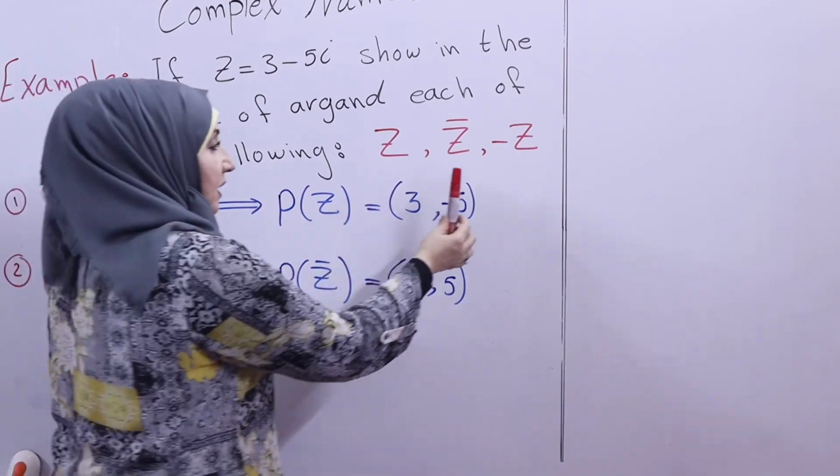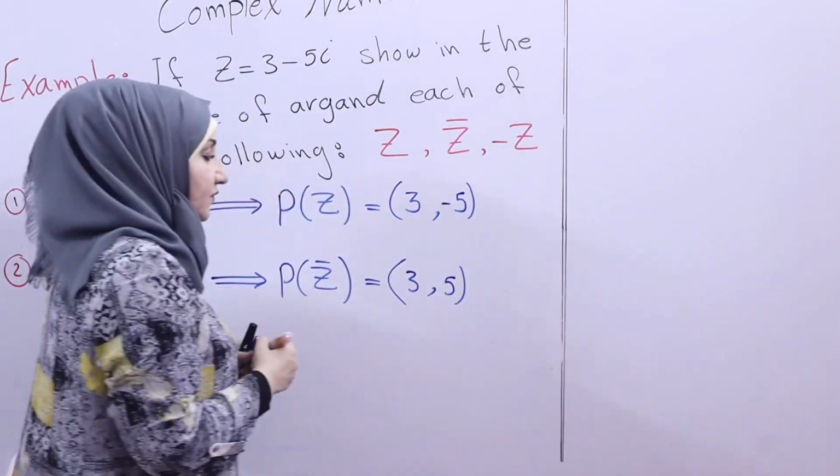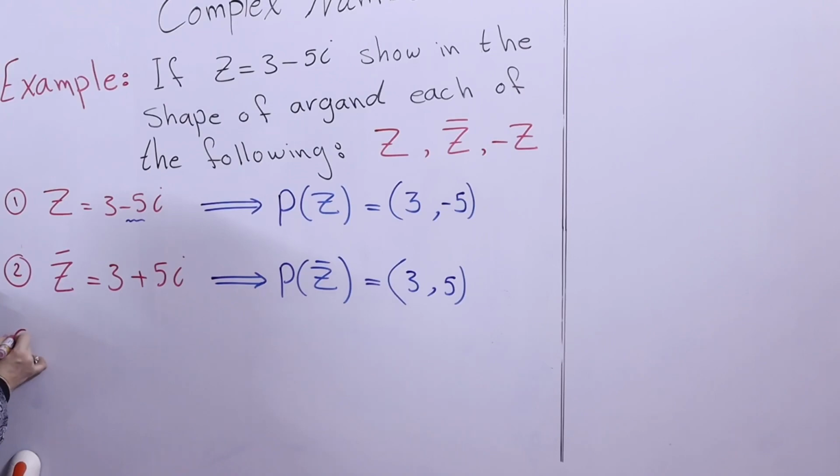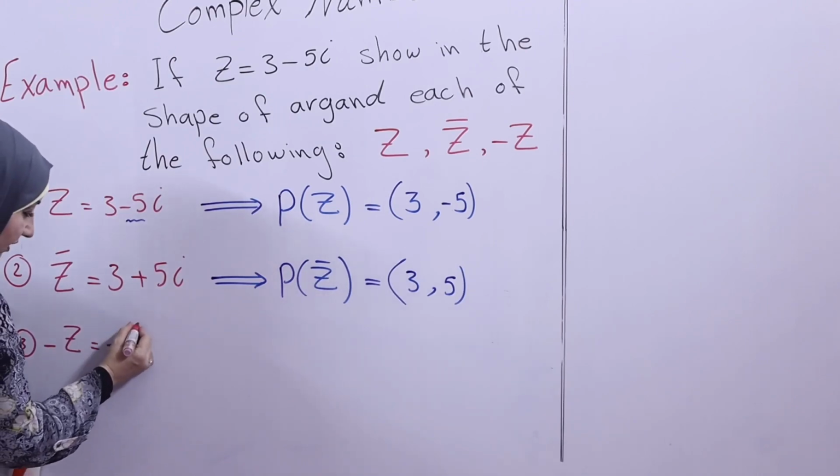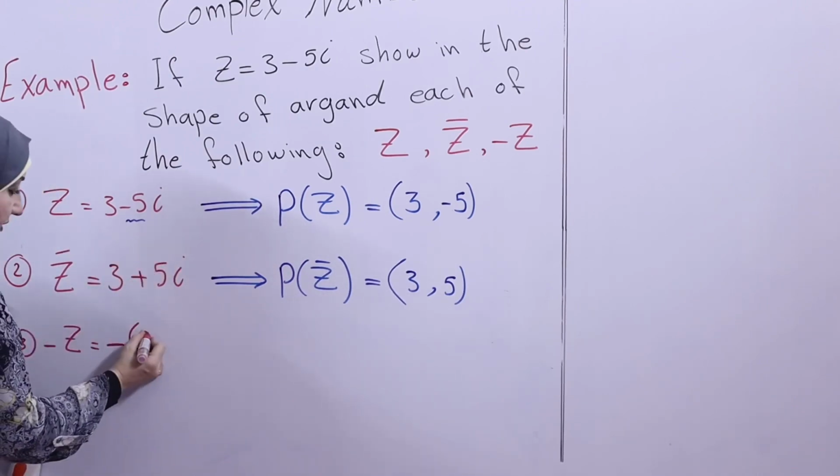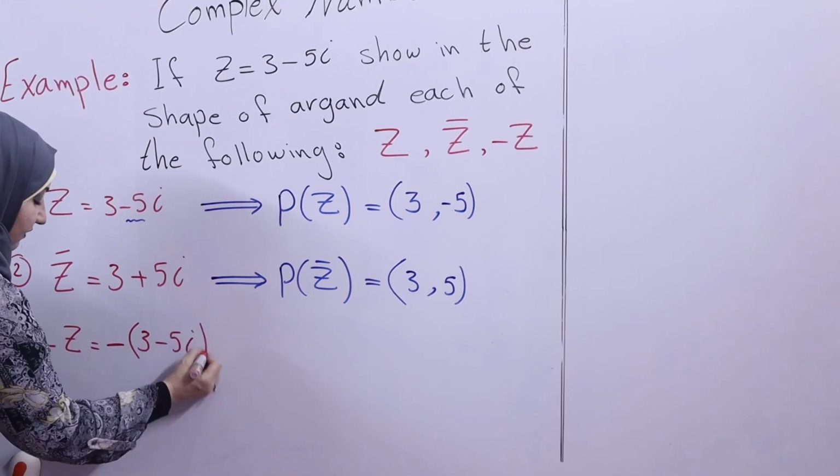And the additive inverse for Z will be, that means the negative of Z, negative of 3 minus 5i.